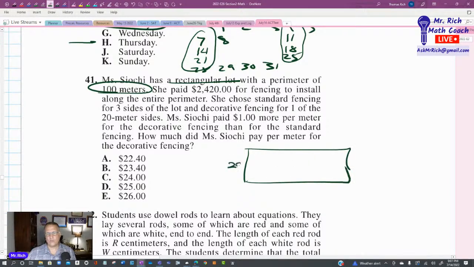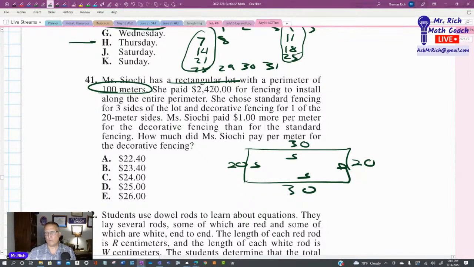So it's 20 and 20, which is 40. Away from 100 is 60, which means this has to be 30-30. They gave me the dimensions here. Miss Siochi paid $1 more per meter for the decorative fencing than for the standard fencing. How much did Miss Siochi pay per meter for the decorative fencing? So she did decorative on this side, and the others were the standard fencing.